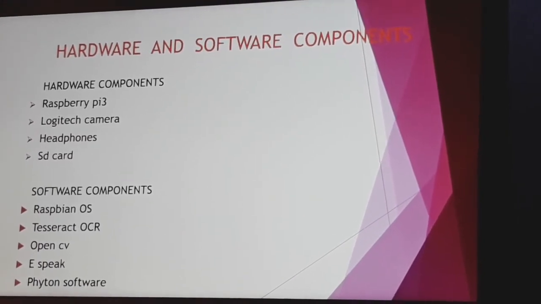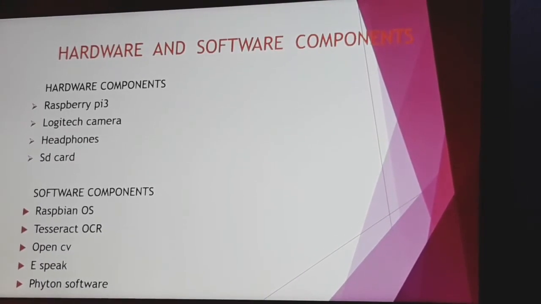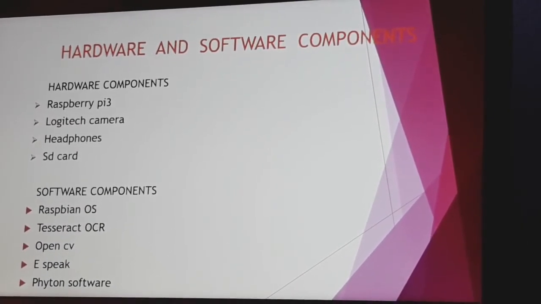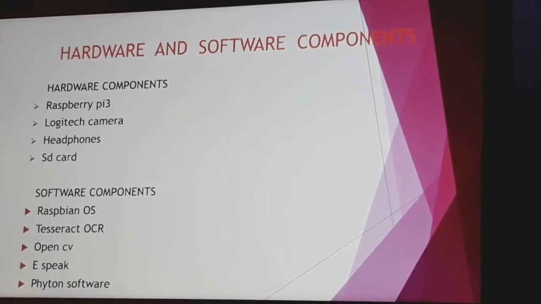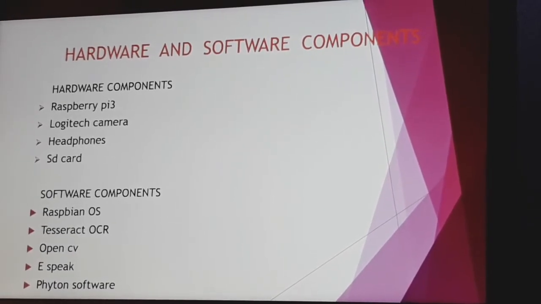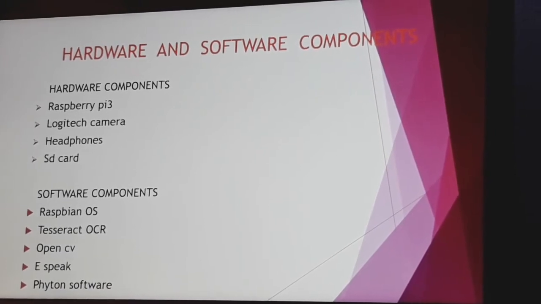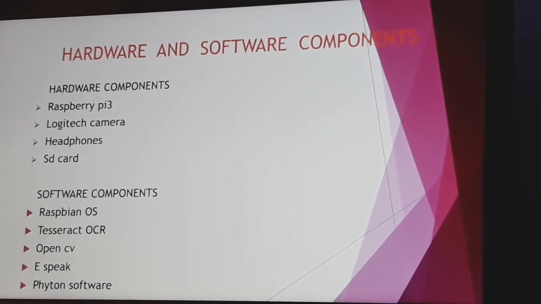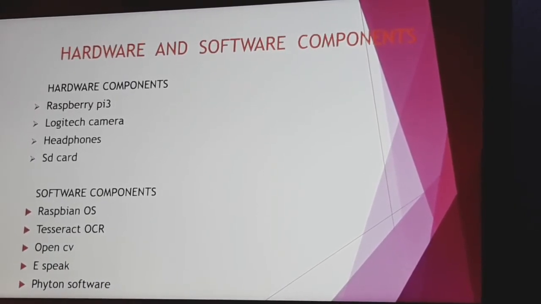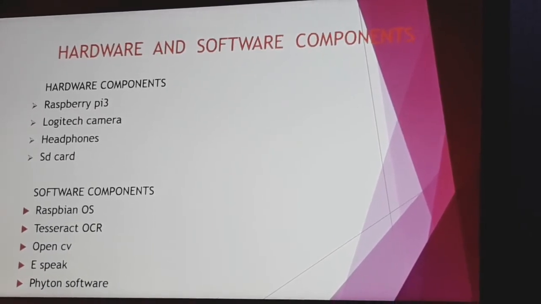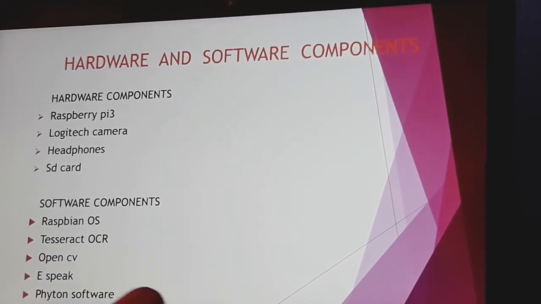What is OpenCV? It is a library of functions mainly aimed at real-time computer vision. It was developed by Intel Research Center. eSpeak is an open source software speech synthesizer. It is a compact multi-language open source speech synthesizer, and it uses vowels and consonants to create a formant. Everyone knows about software called Python.